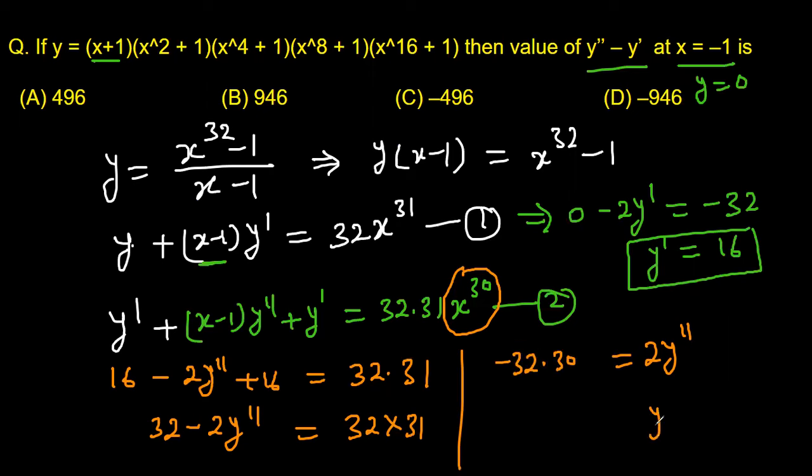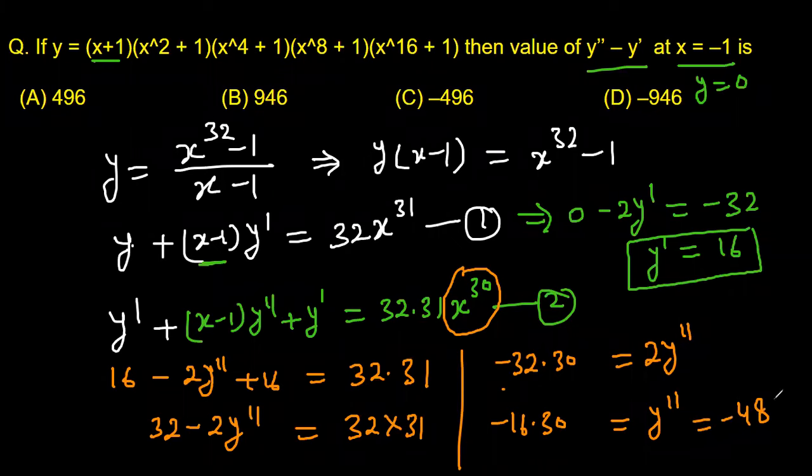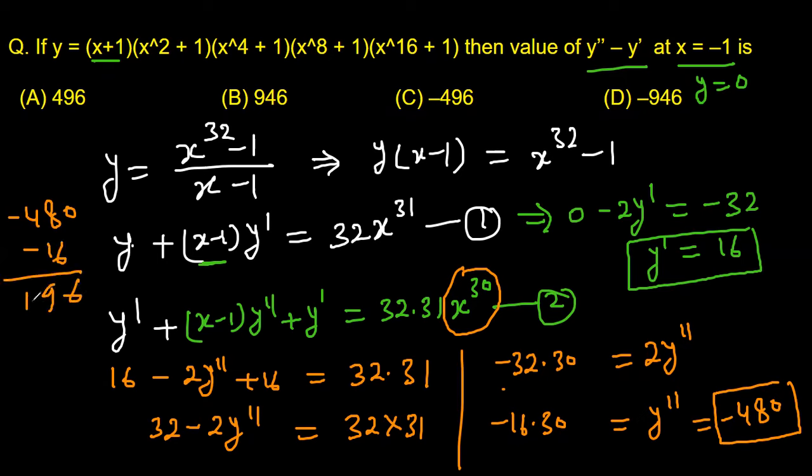And then we want to find y double dash, in fact. So divide by 2 both sides. So this will become, divide by 2 means, minus 16 times 30. Minus 16 times 30 should be -480. Now you get the answer because y double dash is -480. y dash is 16. So the value of this should be -480 minus 16. So that should be -496. So option C is correct.